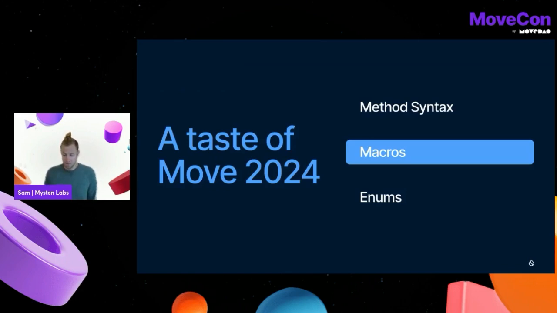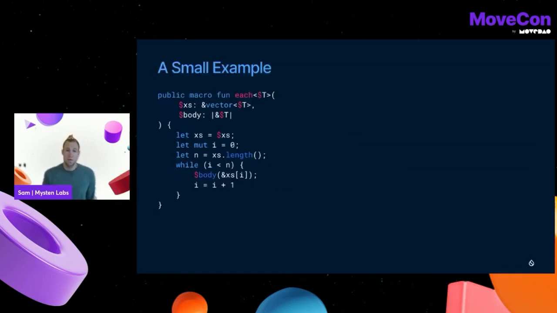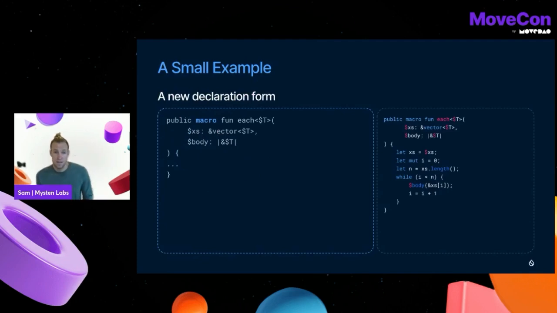Now let's go a little bit deeper into macros. In this example, we'll go very deep on because it shows many of the different things that you can do with macros. Here we're trying to expose a function that applies another function called body to every element of the vector. And so let's break this down.